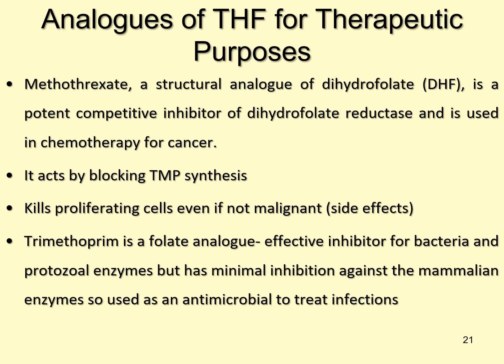Different analogs of tetrahydrofolates for therapeutic purposes are there. For example, methotrexate, a structural analog of dihydrofolate, is a potent competitive inhibitor of dihydrofolate reductase and is used for chemotherapy for cancer. It acts by blocking TMP synthesis and affects proliferating cells even if not malignant, as a side effect. And trimethoprim is a folate analog which is an effective inhibitor for bacterial and protozoan enzymes, but has minimal inhibition against the mammalian enzyme, so it is used as an antimicrobial to treat infections.